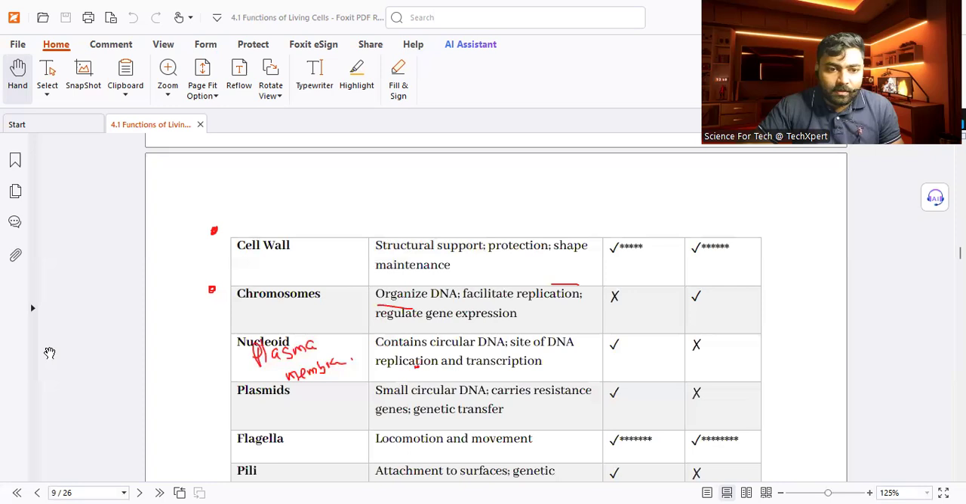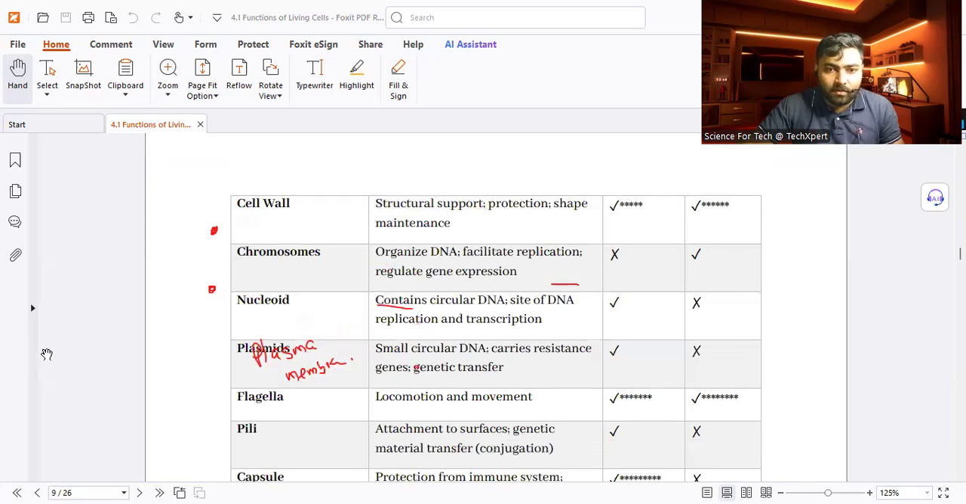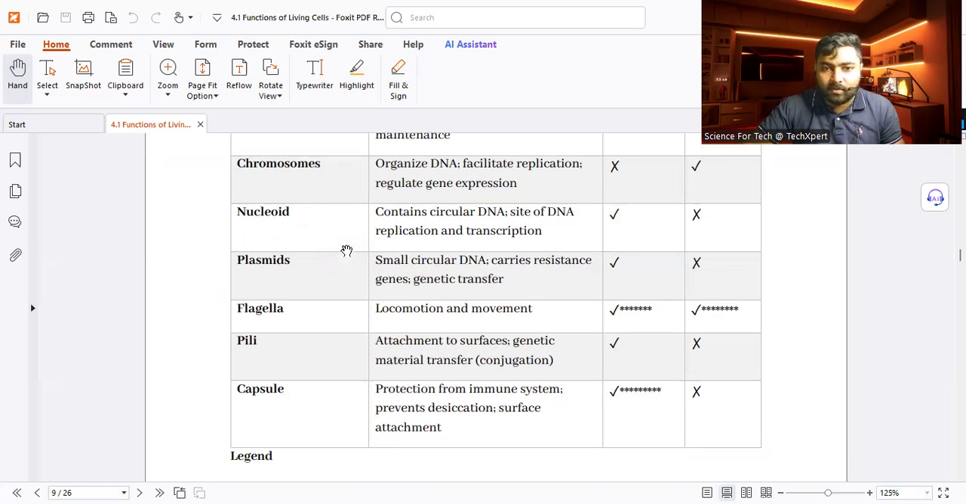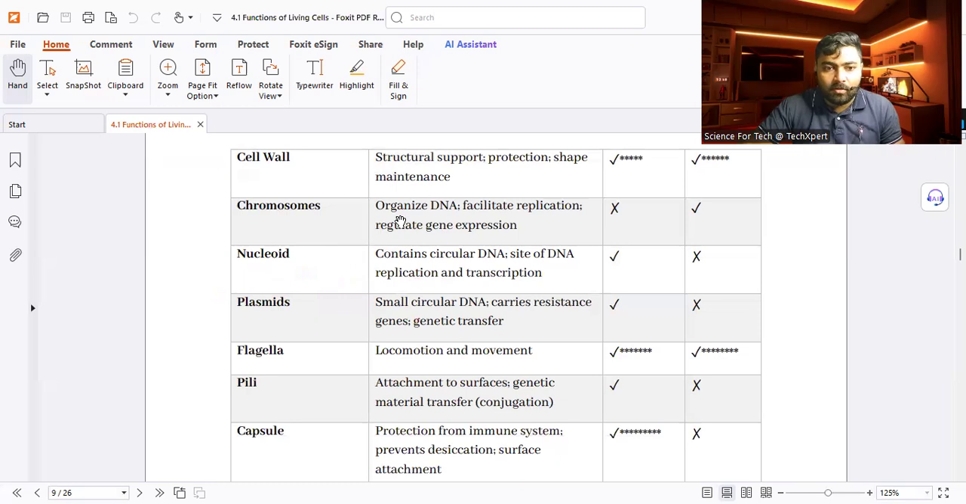And next one is cell wall. We talked about this one. This provides structural support, protection, and shape. Then chromosomes. All the DNA and our gene expression is within the chromosome.